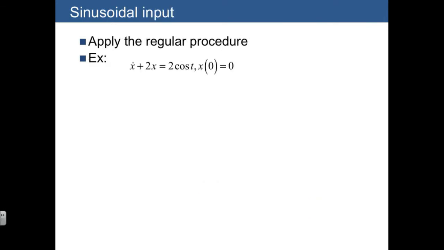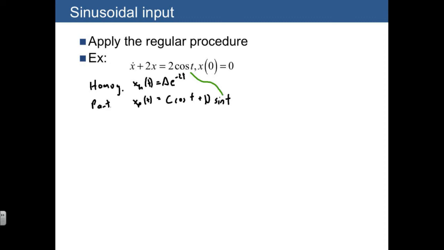Let's do an example. This is a familiar differential equation, x dot plus 2x is equal to 2 cosine t. We're going to follow our regular procedure, which includes the homogeneous solution, which we've done many times before. Xh of t is equal to A e to the negative 2t. Then there's the particular solution, where remember that we're going to follow a template where whatever our input is tells us what kind of particular solution there's going to be. And that's just going to be C cosine t plus D sine t, where the frequency of the sinusoid is what's given to us by our input. So in this case, our frequency is just 1. So that's why we end up with C cosine 1t, D sine 1t.